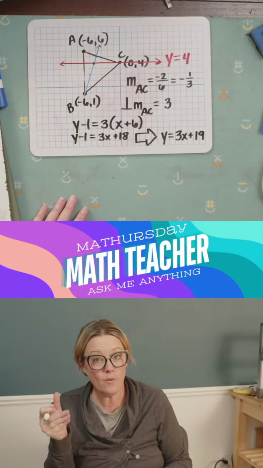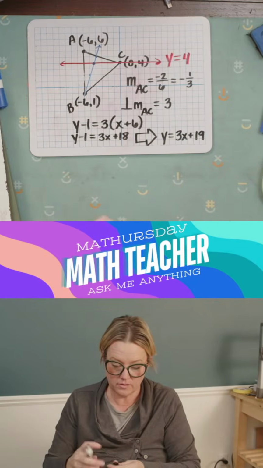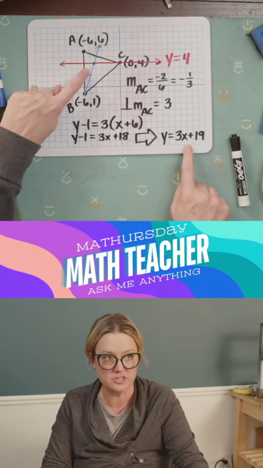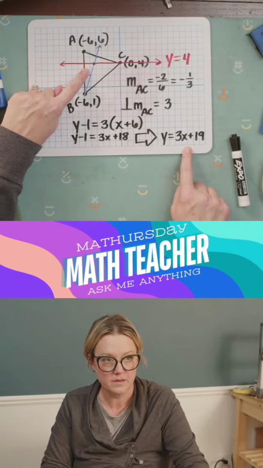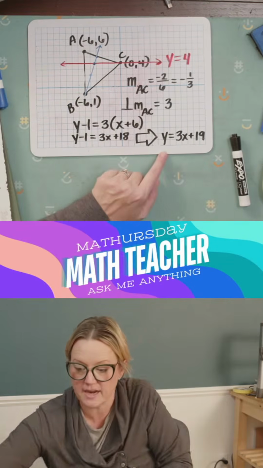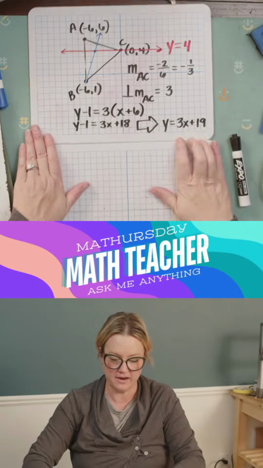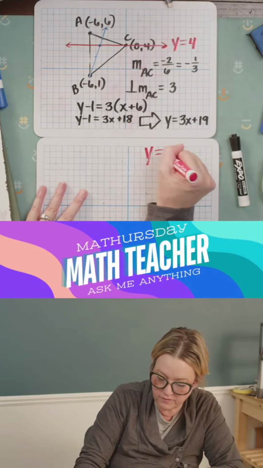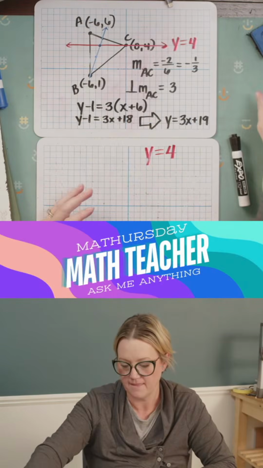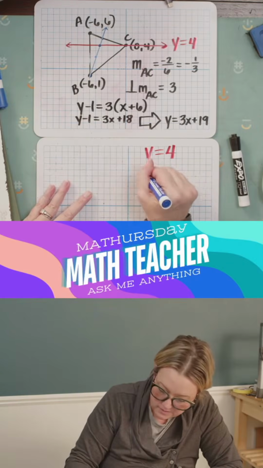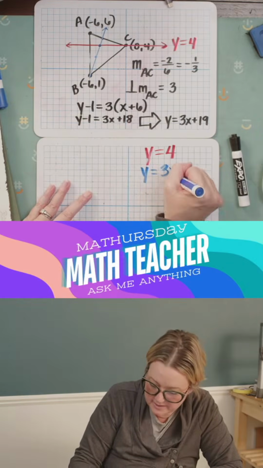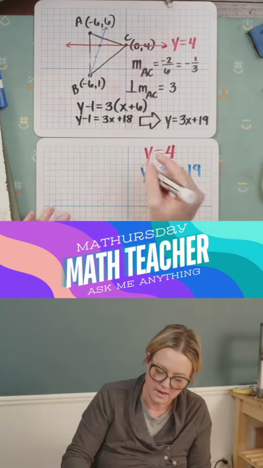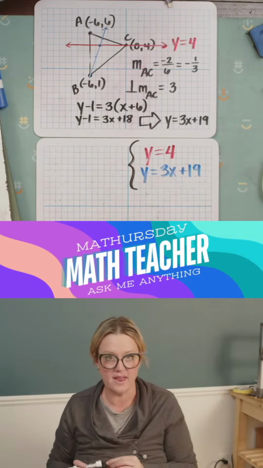Okay, but now what I'm going to do is, so this right here, this is my blue line. This is my altitude. So I know I've got 2 equations that I need to have intersect, right? My 2 equations for my system are y equals 4 and y equals 3x plus 19. These are the equations of my 2 altitudes. And I'm trying to figure out where they intersect.